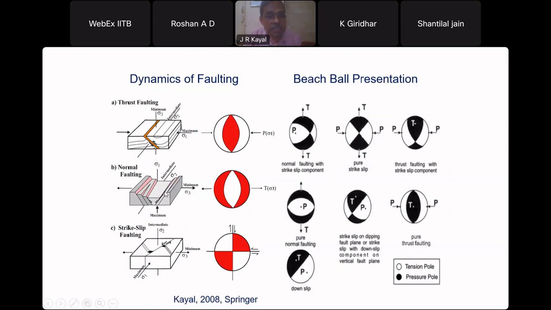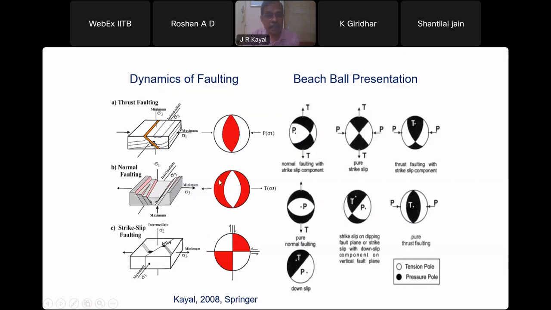When the tensional stress is horizontal and dominant, it gives us normal faulting. And when both the compressional stress and the tensional stress are horizontal, it causes shear stress and strike slip faulting. And these are the symbolic representations of strike slip faulting. This is for normal faulting, and this is for thrust faulting.